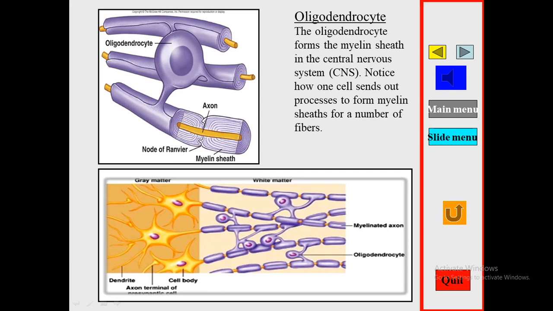The only difference, beside their location, they differ from the Schwann cells in that they can give myelination for more than one axon. As we can see, this oligodendrocyte provides cellular processes to more than one axon to provide the myelin sheath which surrounds those axons.